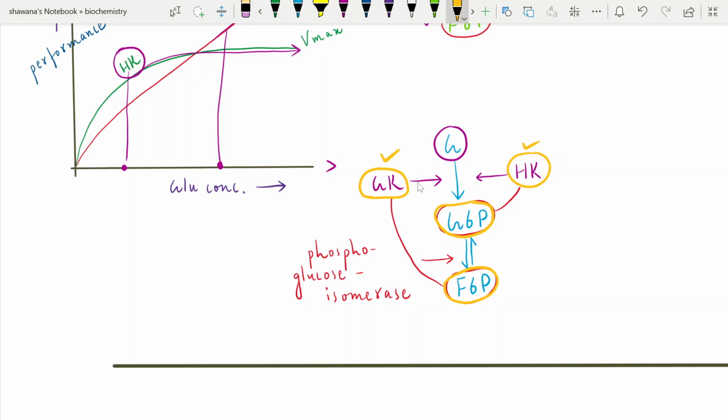Okay, and one last thing to be mentioned is that conversion of glucose 6 phosphate to fructose 6 phosphate requires an isomerase, because these both have the same molecular formula. It is known as phosphoglucose isomerase.